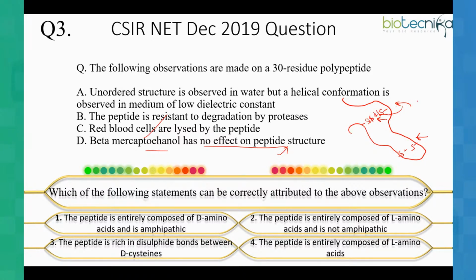The molecule which makes them become reduced is the reducing agent. That means it will provide the electrons. By getting the electrons, the protein will open up. The SH groups will be formed by gaining electrons from the reducing agent. But this peptide has no effect from beta mercaptoethanol. So which option can you conclude? Any guesses, students?